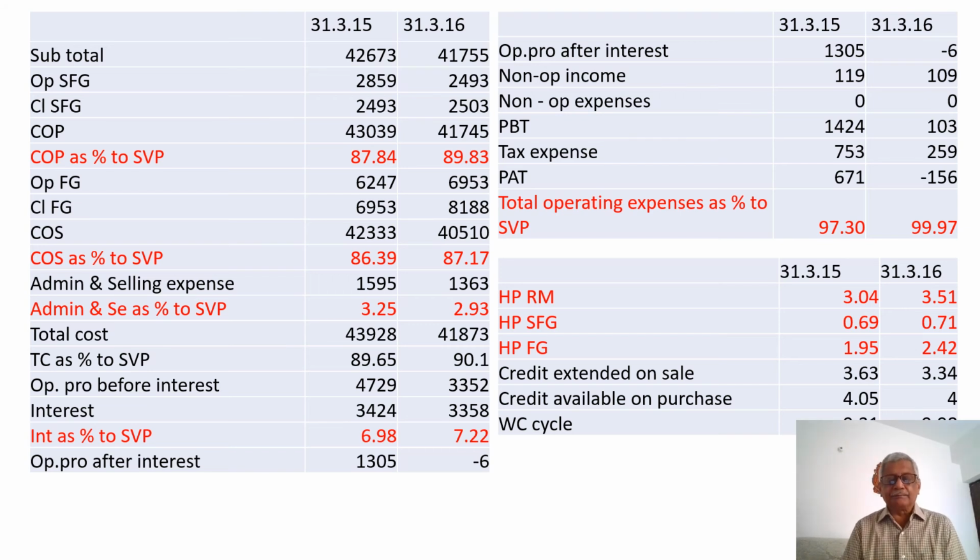Now when you look at the admin and the selling expenses, there is a decline from 3.25 to 2.93. Is it that the company had removed some of the sales personnel? Is it that the company thought that there is no need for some sales personnel? Or is it that because the sales have decreased, I have reduced the sales expenses? These things we need to understand.